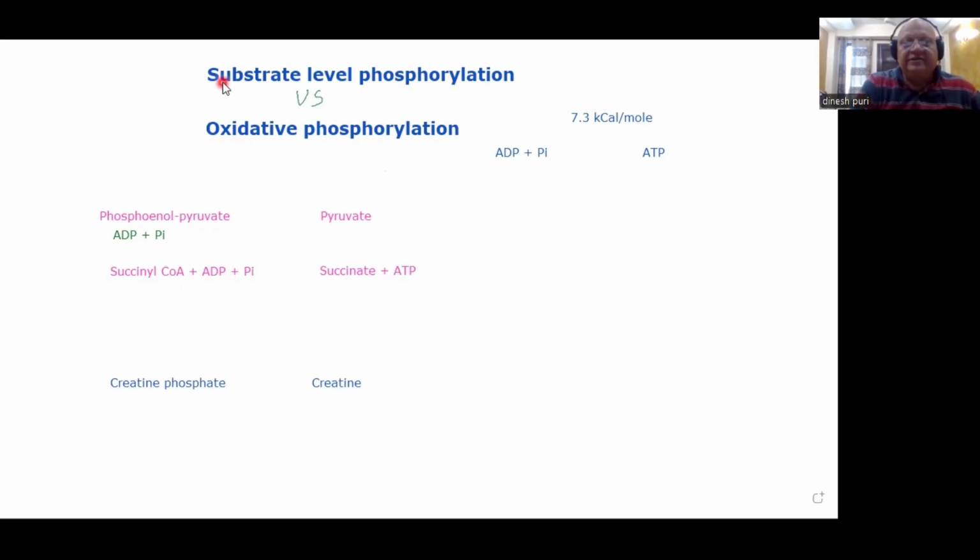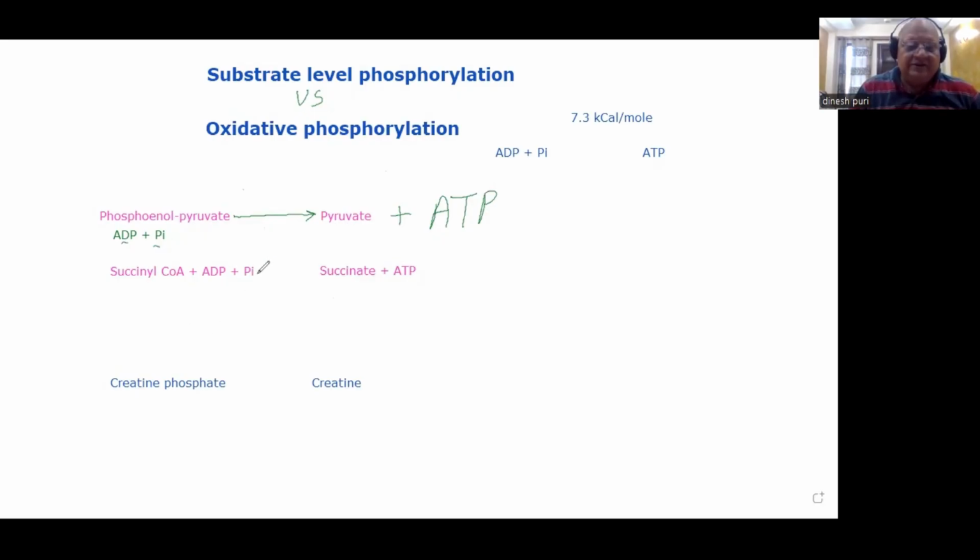To understand these, first we concentrate on substrate level phosphorylation. Have a look at these two equations. The first one, phosphoenol pyruvate is getting converted to pyruvate. And in this reaction, ADP and phosphate, they combine together to form ATP. This is the terminal, the last reaction of the glycolytic sequence, you all know.